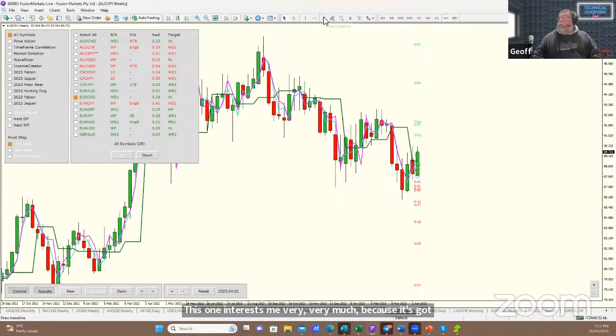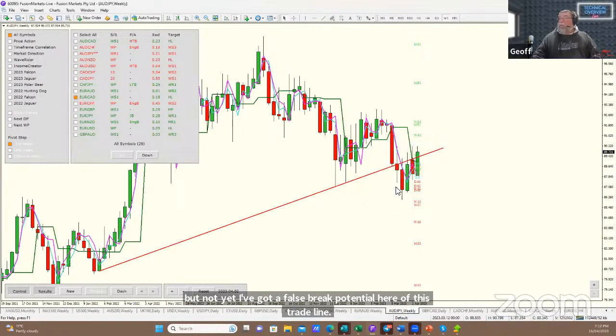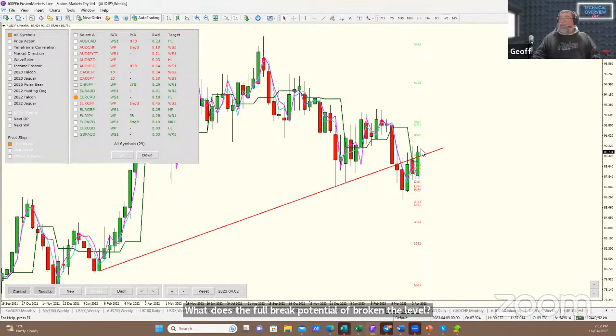They got pointed out on EuroCAD. Was it EuroCAD? Can't quite remember which one it was now. This is almost binary, and I'm going to point out a binary situation on Aussie dollar very, very shortly. What I see here is the potential for this to go long, but not yet. I've got a false break potential here of this trade line. What is a false break potential? I've broken the level. I've hit a support level, come back above this trend line or trade line, if you like, and I'll be looking for a retest of that.